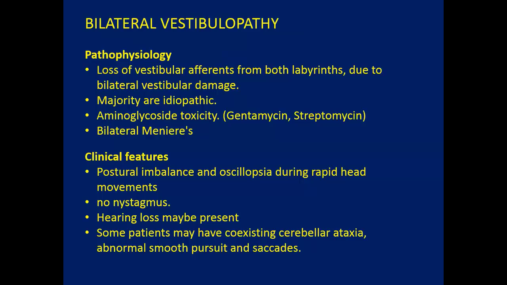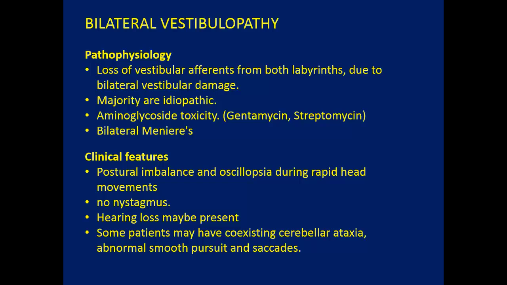Meniere's disease usually affects one cochlea, but later can affect both cochleae. So patients with bilateral Meniere's, ototoxicity and destruction of both labyrinths can get this condition. So how do you know the patient has it? When the patient has bilateral vestibulopathy, the patient has postural imbalance and oscillopsia.